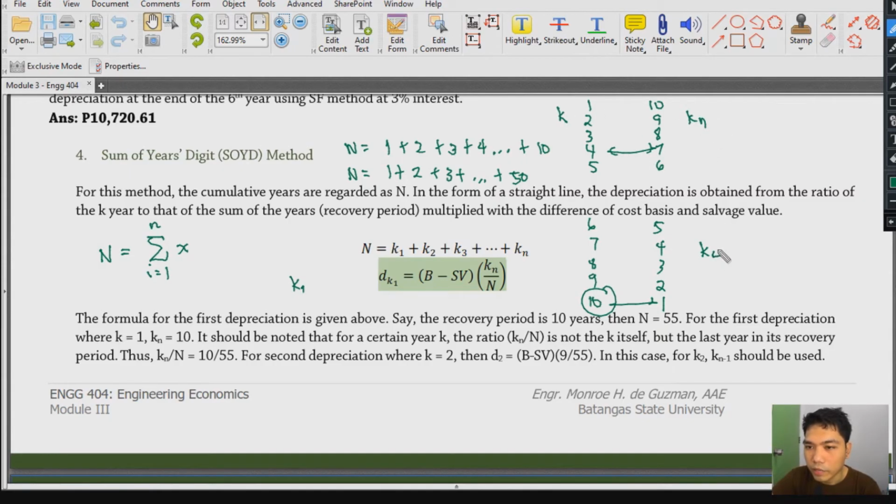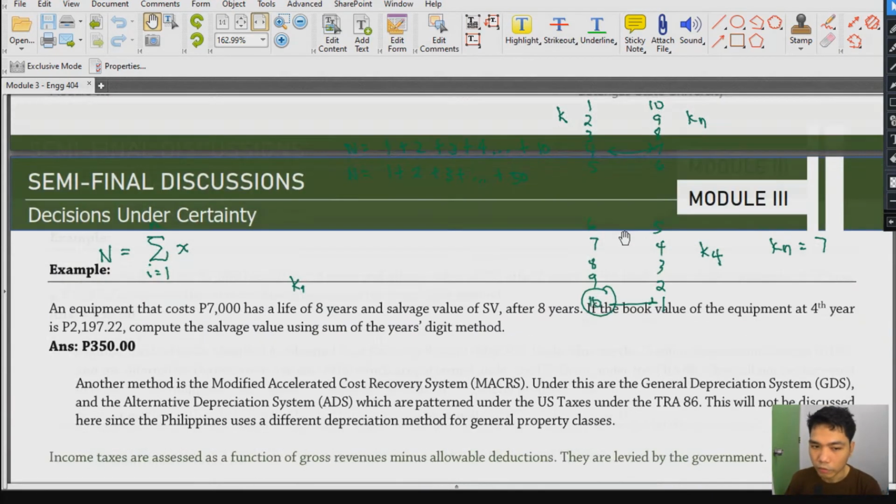So it's like if it's k sub 4, your k sub n would be equal to 7. Okay, so that should be a quick reminder in solving for the sum of the years digit method, and that is just the depreciation on that certain period. So you should be able to determine the cumulative by simply adding that. So again, you can just add the values here, so the denominator would still be the same. So it's like the k sub n will be added. So if you have the first to the fourth year, you should be adding 10, 9, 8, 7. So those are the concepts that we have to remember in solving for this.